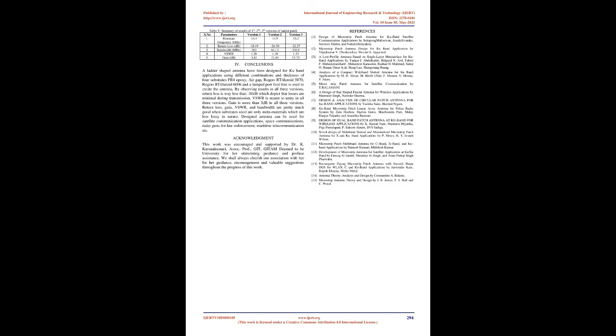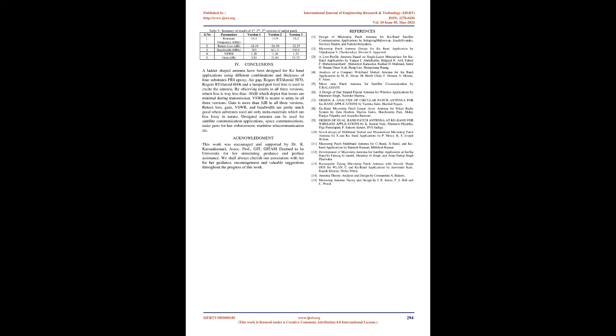3. Results. 4. Conclusions. A ladder-shaped antenna has been designed for Ku-band applications using different combinations and thicknesses of 4 substrates: FR4 epoxy, air gap, Rogers RT/duroid 5870, and Rogers RT/duroid 6006, and a lumped port feed line is used to excite the antenna.